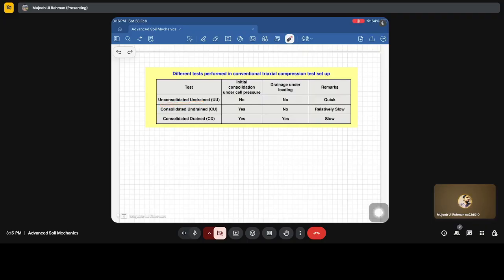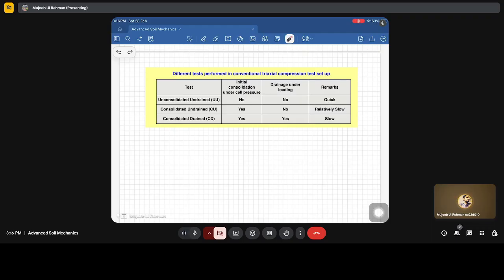Generally, in the triaxial, as we go through the lecture in the further slides, we will see there are different stages of the triaxial testing. It's not a single stage test; it's a multi-stage test. It has three sub stages: the saturation stage, then the consolidation stage, and then the shearing stage. At this moment, just remember it's a three-stage process.